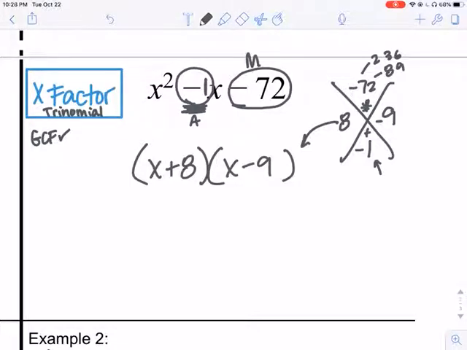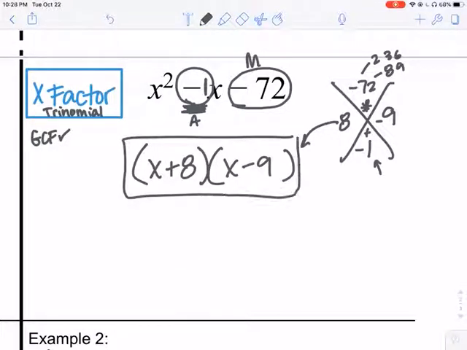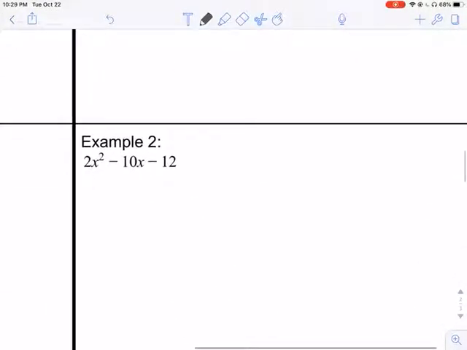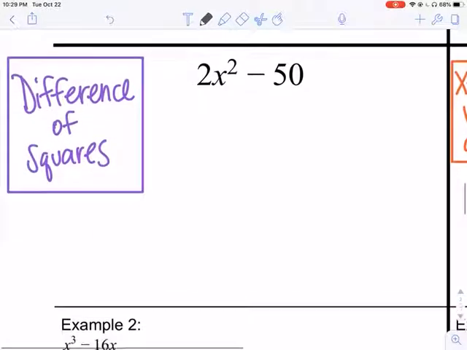And I leave their factors here. I'm not going to switch the signs. I'm not going to write like x equals negative 8. I'm not going to do any of that because they're only asking me to factor right now. I'm not solving, just factoring. Right? So I'll do these ones in another example.